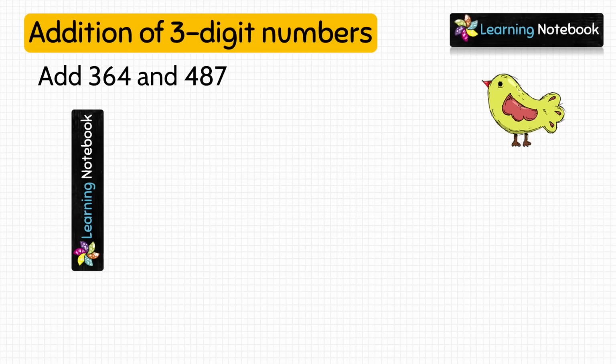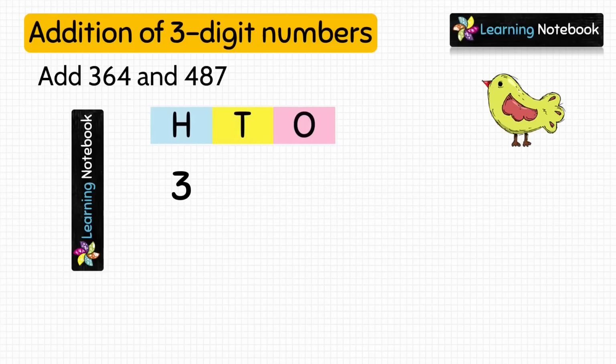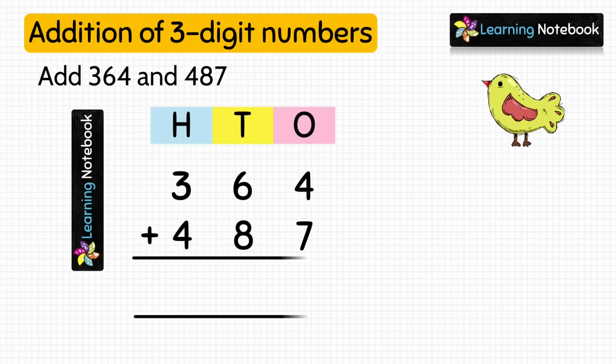Let's do next question. Add 364 and 487. So let's add them from ones place. 4 plus 7 equal to 11. 11 is a two-digit number. So let's carry 1 to the tens place and 1 comes in the answer.